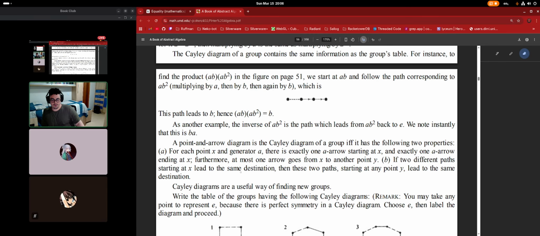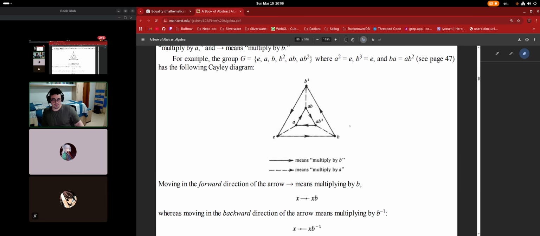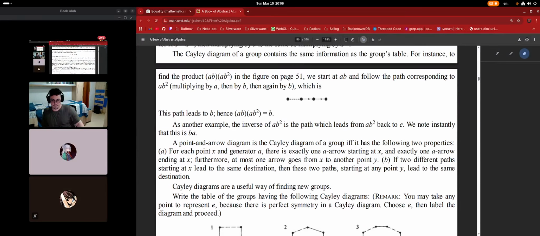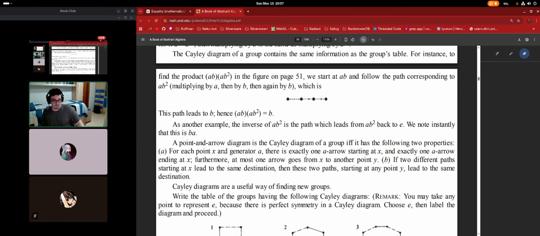A point and arrow diagram is the Cayley diagram of a group if and only if it has the following two properties. For each point x and generator A, there is exactly one A arrow starting from x and exactly one A arrow ending at x. So there are limitations, right? Yeah, okay. And the same for B. Furthermore, at most one arrow goes from x to any other point y.